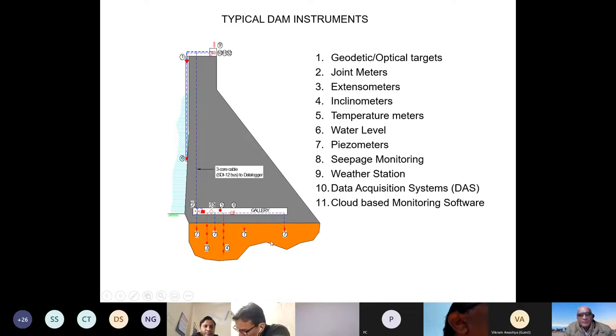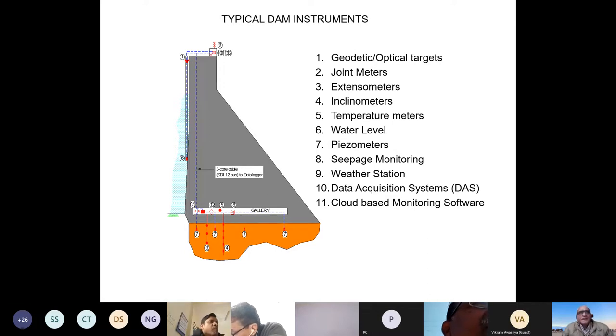We have to take the readings manually by a manual readout unit, and we have to analyze the data accordingly. When the dam is constructed, then we can have a data acquisition system here. The cables are running in the shaft, and then we can take readings on the data acquisition system, and then we have to analyze the data.